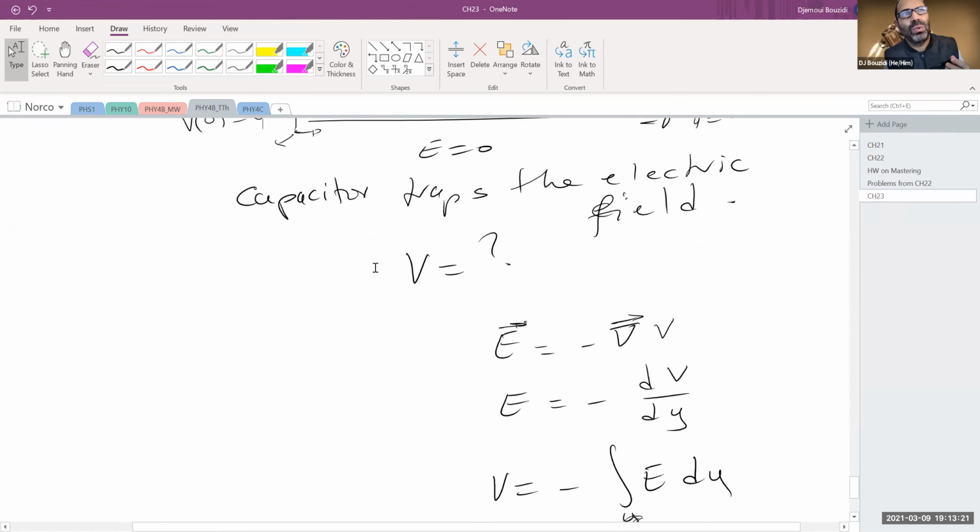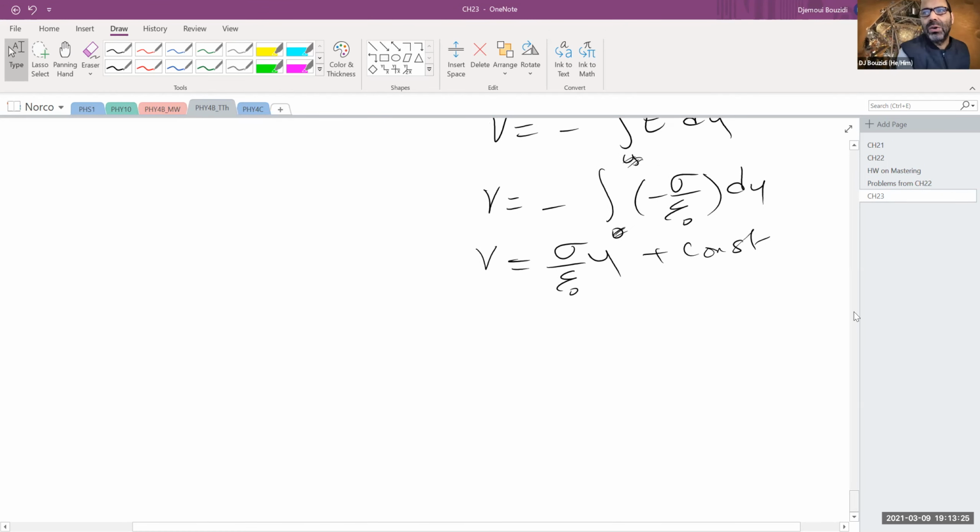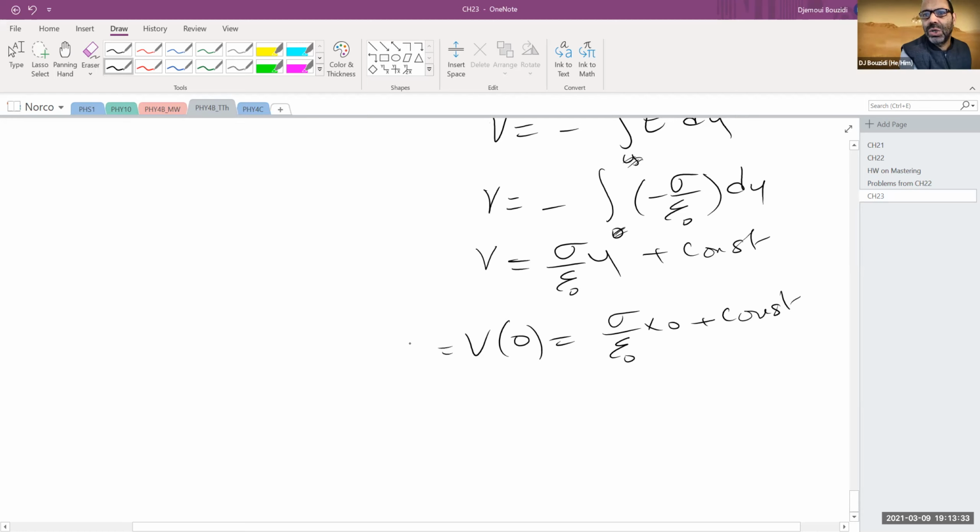So that is equivalent to what I'm doing now. If we do that, then we know V sub 0 is equal to 0. That means the constant is 0. V sub 0 is equal to sigma over epsilon naught times 0 plus constant. So this is 0 by choice, and this is 0, so the constant is 0. So the voltage in this case is simply equal to sigma over epsilon naught times y.